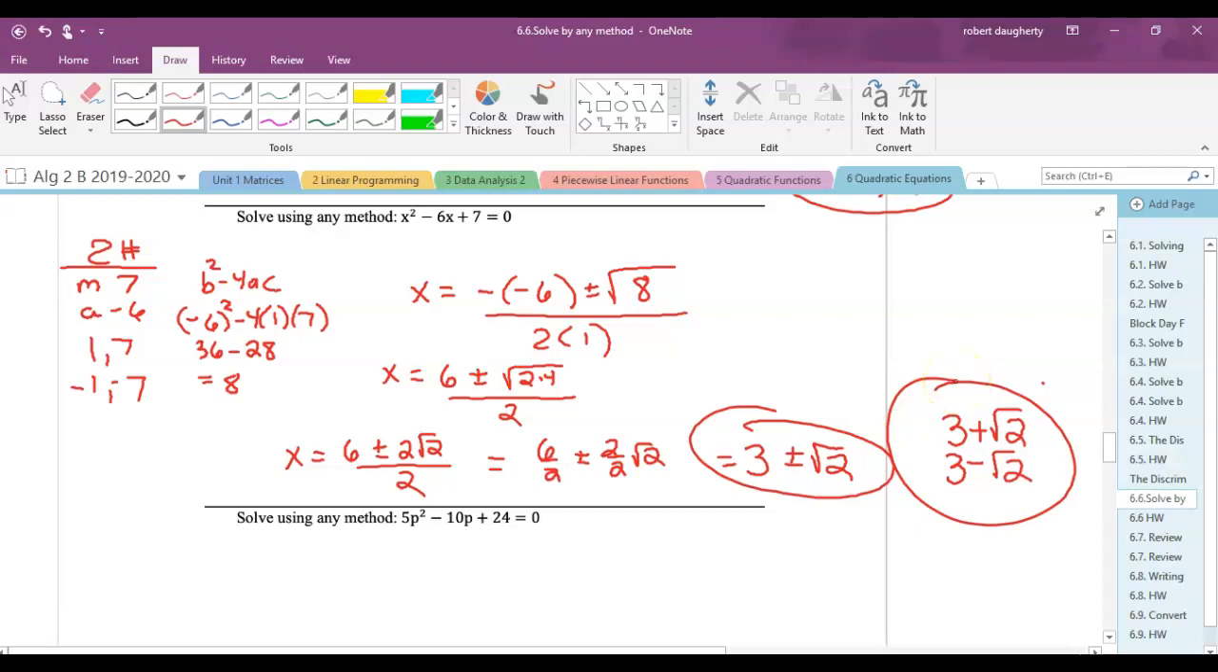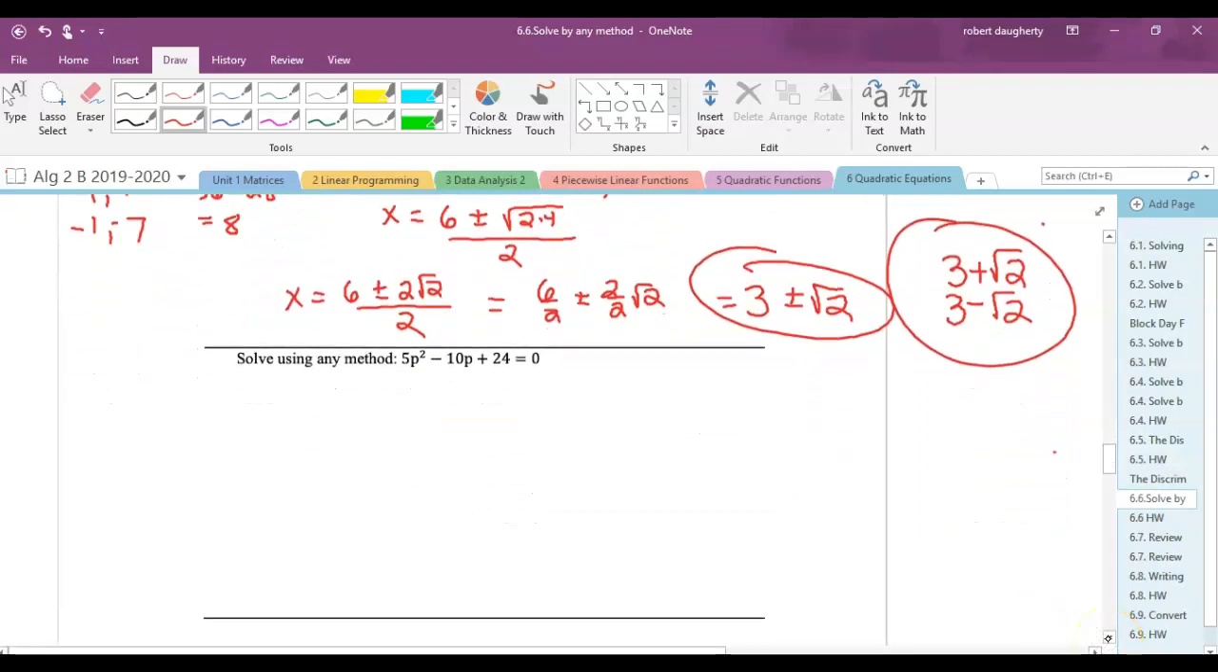Okay. Solve by any method. So what do we see here? First of all, if I'm going to factor it, I need two numbers that multiply to give me 5 times 24, which is what? That's 120. And add to negative 10. Okay, numbers that multiply to positive 120 and add to negative 10.